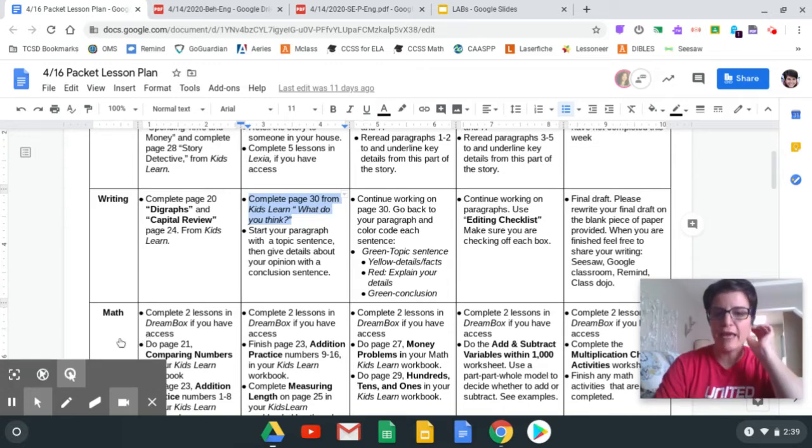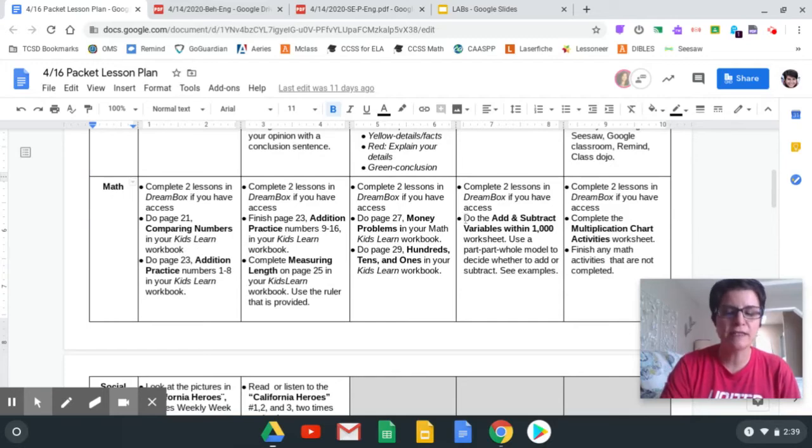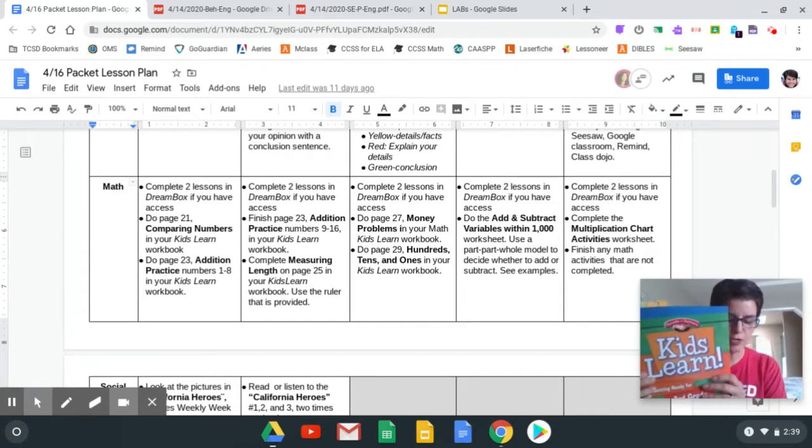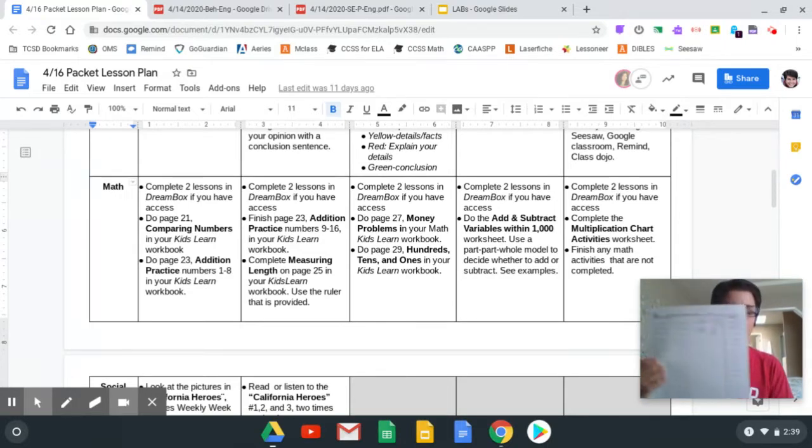If you move down to math, you will see that math has all of our lessons here. It will tell you if the workbook or if the page is in the Kids Learn book or if it is coming from our math packet. The only page you are doing from the math packet for this first week is the very first page. Everything else is coming out of the Kids Learn workbook. A lot of these are going to seem very easy to you, but if you are having any questions, please feel free to reach out to me.